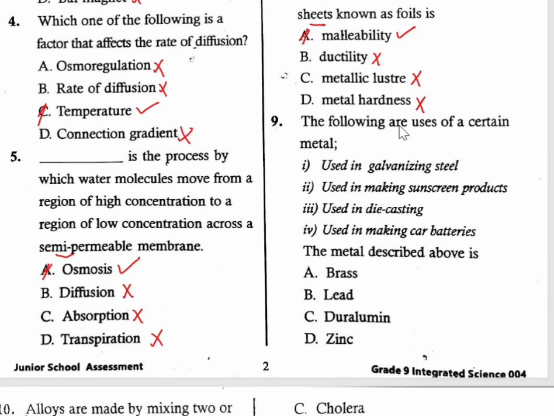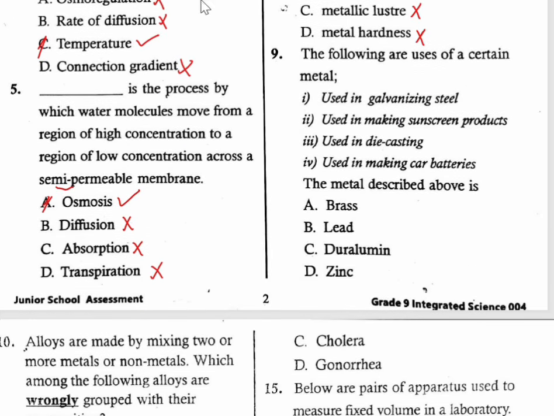Question number 9. The following are uses of certain metals. 1, used in galvanizing steel. 2, used in making sunscreen products. 3, used in die casting. 4, used in making car batteries.